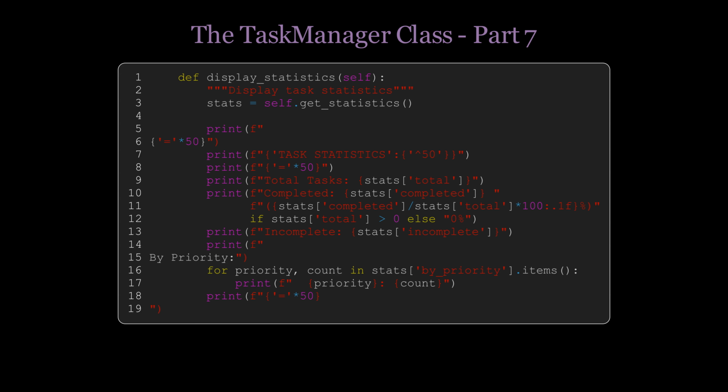We show total tasks, completed tasks with a percentage calculation, dividing completed by total and multiplying by 100, formatted to one decimal place. We use a conditional expression to avoid division by 0 if there are no tasks. We show incomplete count, then iterate through the by priority dictionary to display counts for each priority level. The result is a clean dashboard that shows productivity at a glance.